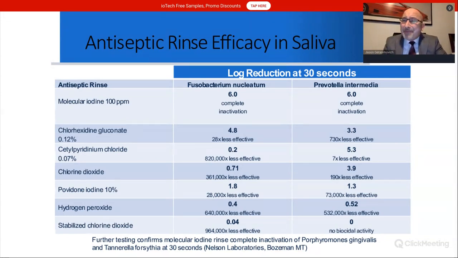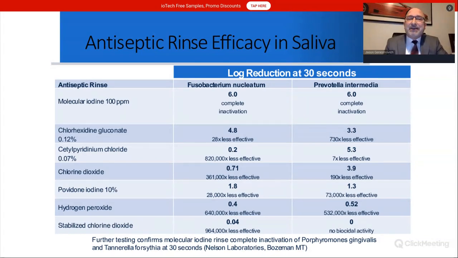And every other mouth rinse that dental offices generally use falls way short. It's not just that they fall way short, they're actually way more toxic. And why would you want to use anything way more toxic? I don't know if you guys know this as well, but molecular iodine acts as an anti-inflammatory. It is wonderful for helping the swelling, and it's amazing what it does.